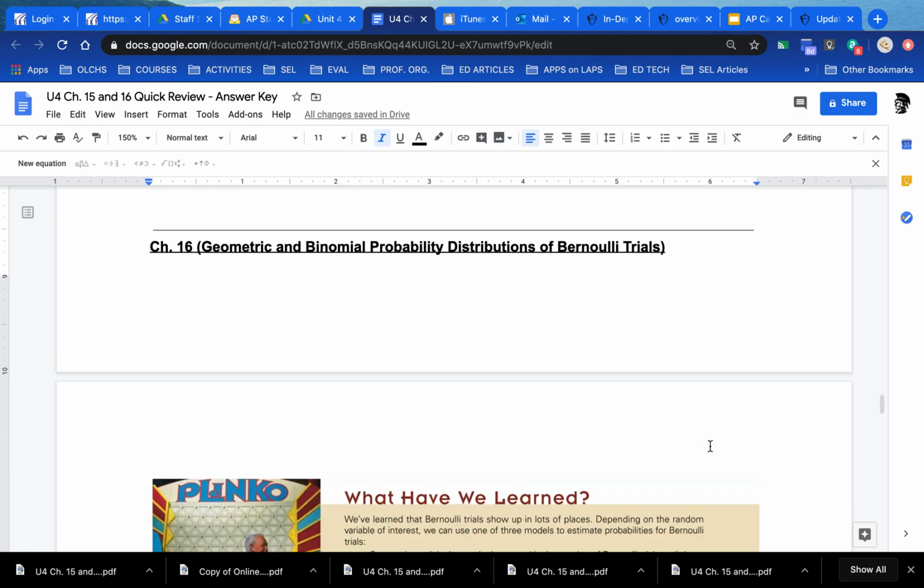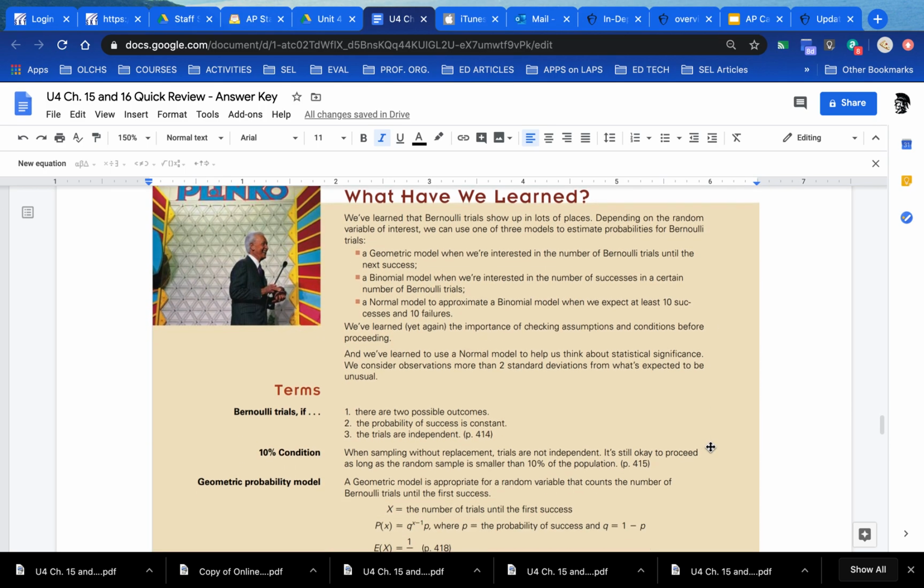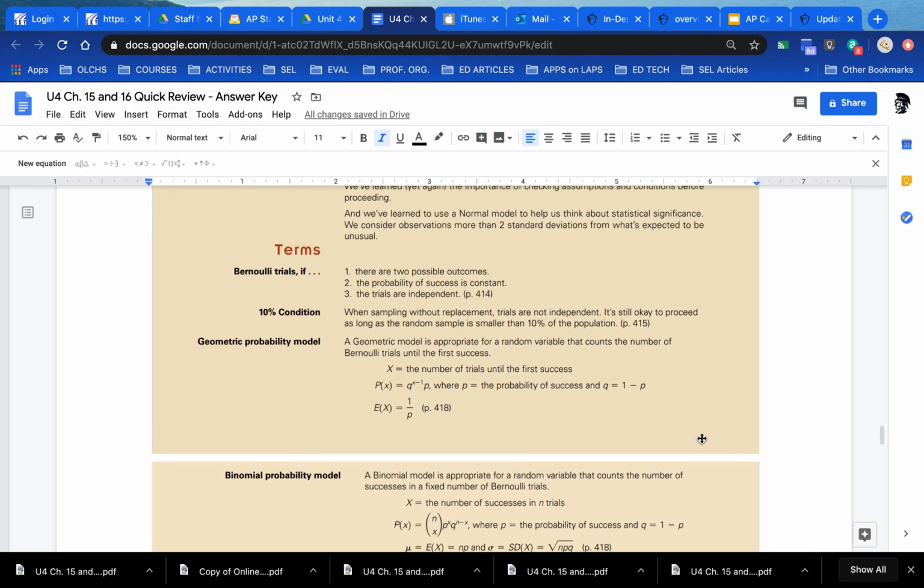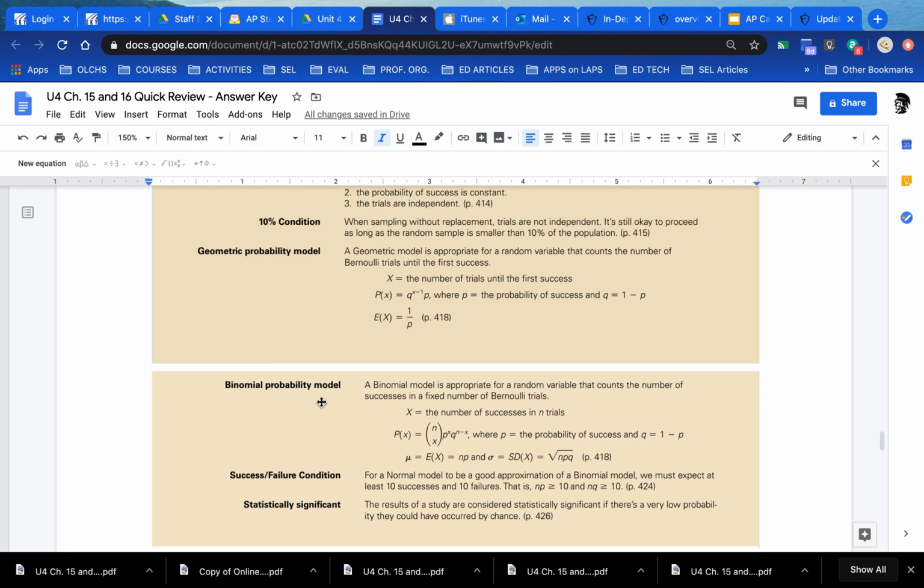So chapter 16 takes those things we've learned and builds on them. Now we're looking at the beginnings of Unit 5 as well, because first of all, Bernoulli trials, that just means in the problem you're looking at, are there only 2 possible outcomes, success or failure? Is the probability constant for each, like do you know what the probability of success is going into it, and does it stay the same for each trial, and are the trials independent?